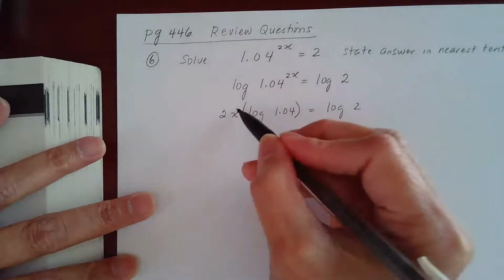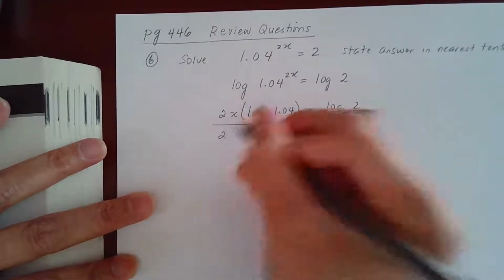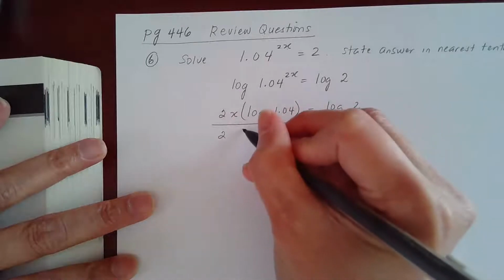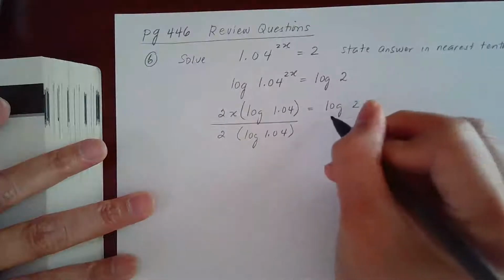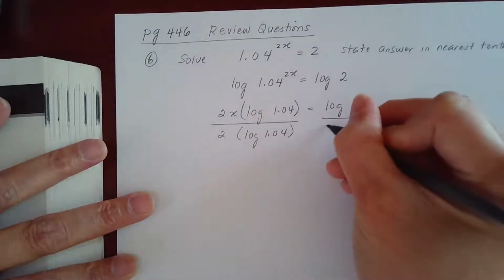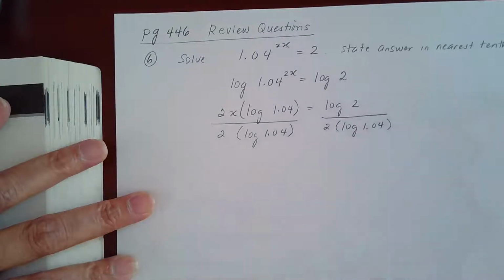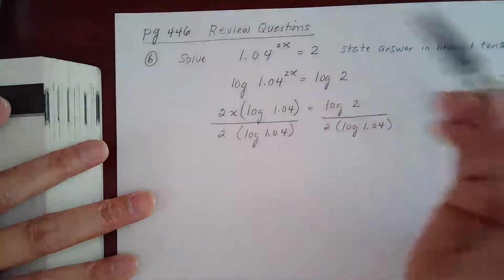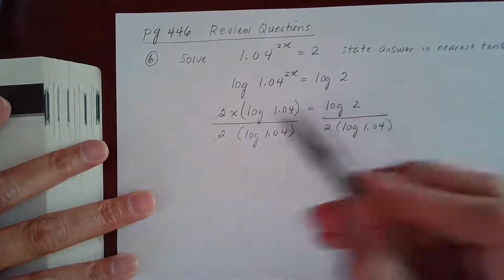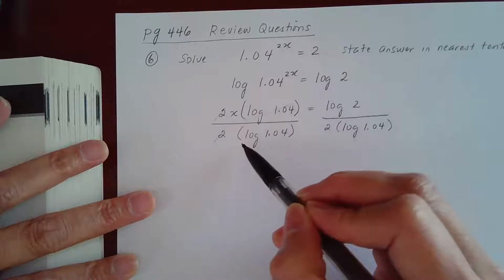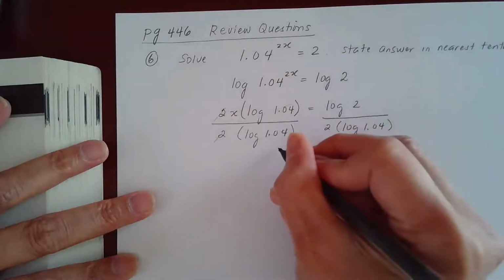So we're trying to solve for x. To isolate the x, divide both sides of the equation by 2 times log of 1.04. If I do it on this side, I've got to do it on this side as well. Then the 2 would cancel, the log of 1.04 would cancel, and we're left with just the x.